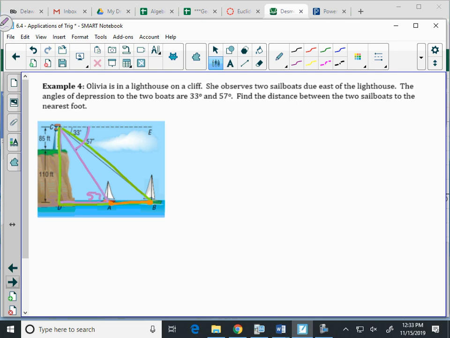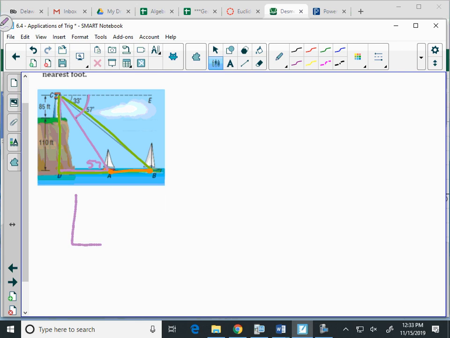If it's helpful too, you can draw the triangles outside of the diagram so it's not so messy. What is the length of this up and down side of the triangle? From the ocean to the cliff, it's 110, and then from the cliff to the top of the lighthouse, it's 85. So what's that total height right there? 195. So we know that's 195. I'll label it in the diagram as well. That's all we know when we're trying to find the bottom.